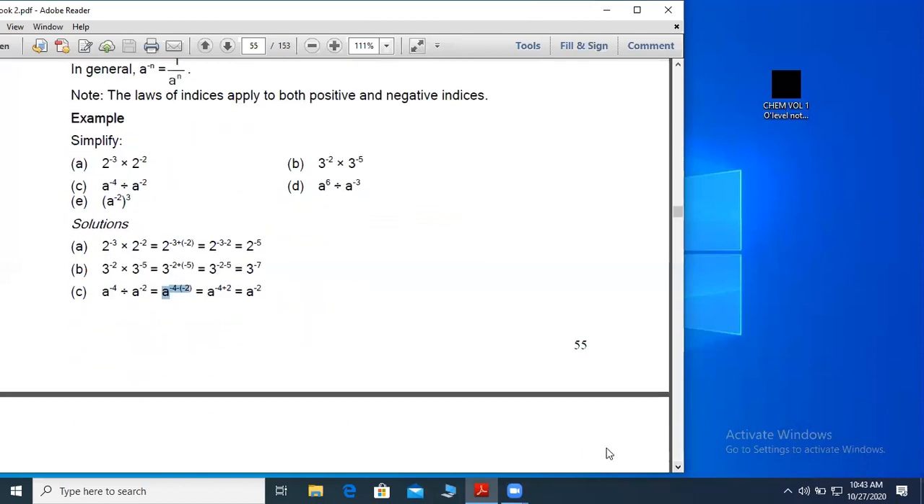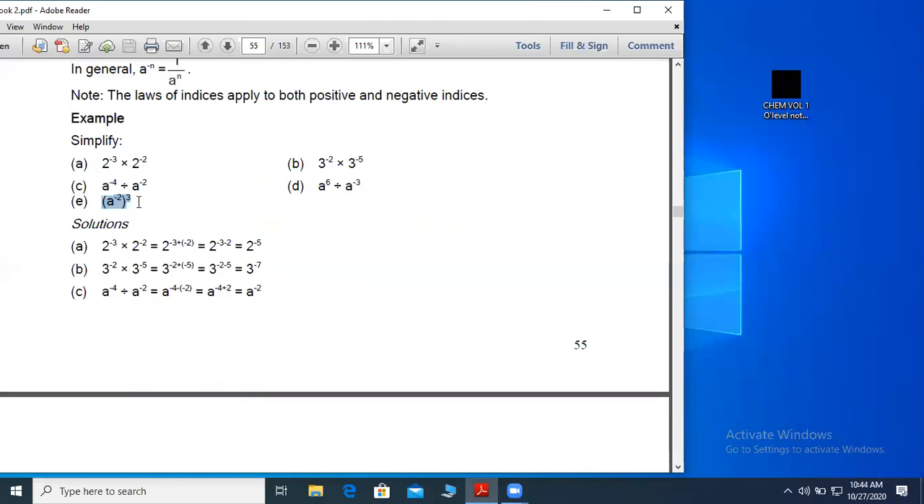So that is the answer for that. Then finally, we look at this. Now here, we don't have powers which are the same. For part E, it is only one base and it is having 2 powers.